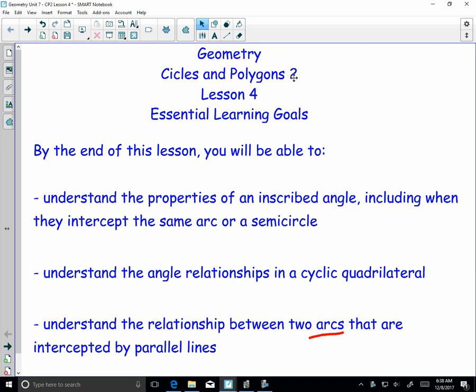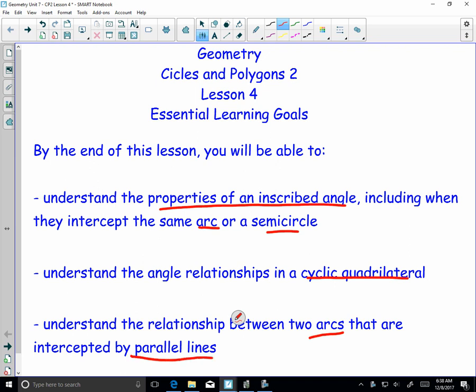Okay, in Lesson 4, what we're looking at here is we're going to understand the properties of an inscribed angle, including when they intercept the same arc or same semicircle. We're going to understand the angle relationships in a cyclic quadrilateral, and then understand the relationship between two arcs that are intercepted by parallel lines.